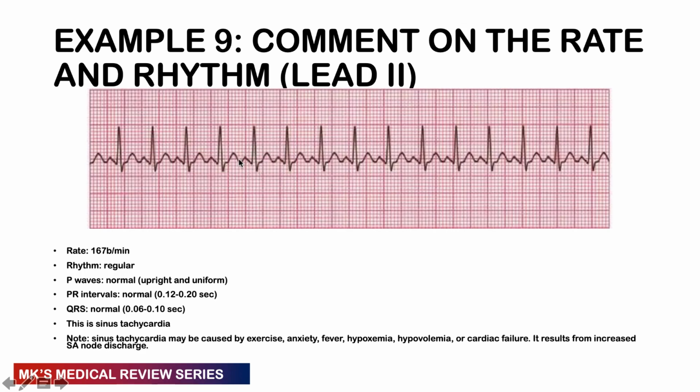Each P wave is at least 2 boxes. Our PR interval also appears normal. If you can calculate and count those squares, it appears normal. Your QRS complex duration is normal. So this is a patient that had a sinus tachycardia.